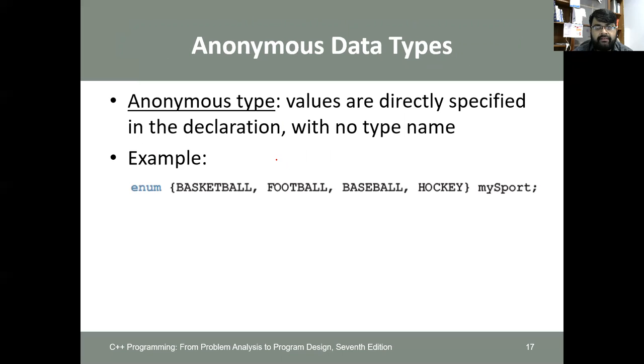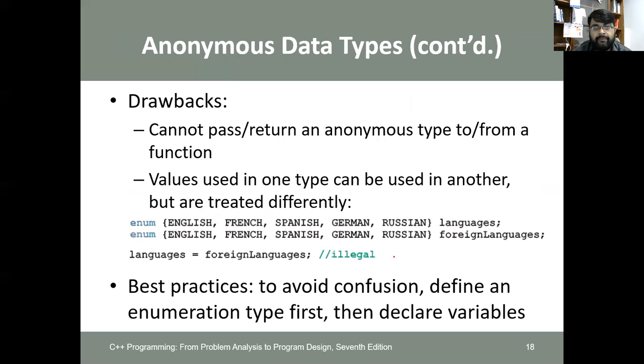Similarly, we have another data type which we call the anonymous type. Values are directly specified in the declaration with no type name. So for example, these are anonymous types. Enum, notice here that there is no type name mentioned, right? And we just specify basketball, football, baseball, hockey, and then my sport. So my sport has an anonymous type, and it can have a value basketball, football, baseball, or hockey. So these are what we call anonymous data types.